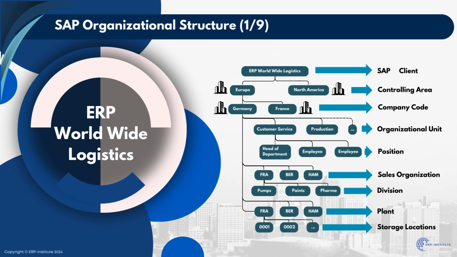For example, FRA is plant in Frankfurt, BER is plant in Berlin, HAM is plant in Hamburg, representing physical locations where inventory is stored. This visual representation is essential in SAP for mapping out an organization structure, facilitating data organization, process alignment, and reporting across the enterprise.